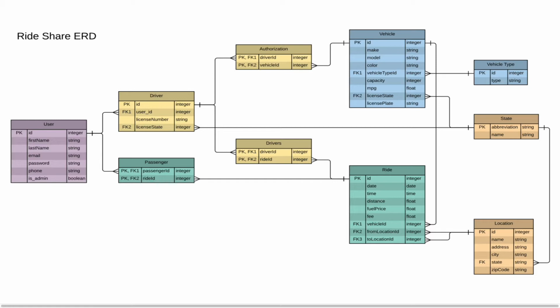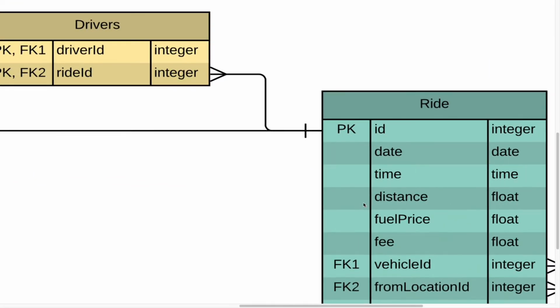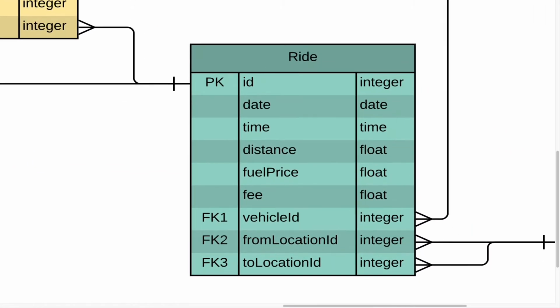So let me start by taking a look at the ride relation here. I'll try zooming in here so we can see a little better. So a ride has a primary key that's just an ID value, and that's consistent for this entire database. I'm just using these synthetic primary keys that are just an auto-incrementing integer field. That's kind of a simple way of connecting together the different relations. So a ride has a date and a time, which is basically the time that the ride departs.